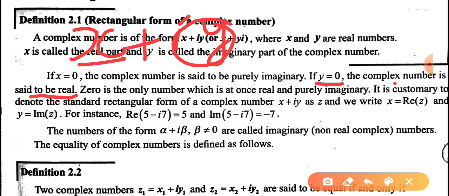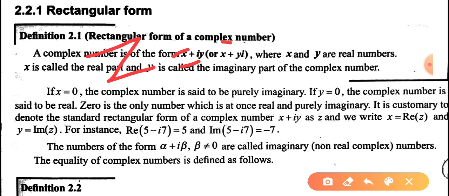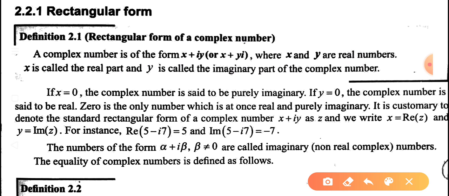0 is the only number which is at once real and purely imaginary. 0 is the only number, 0 plus i0, okay, which is at once real and purely imaginary. It is customary to denote the standard rectangular form of a complex number x plus iy as z. We usually denote z equal to x plus iy. Okay, and we write x is equal to the real part of z, y is equal to the imaginary part of z.